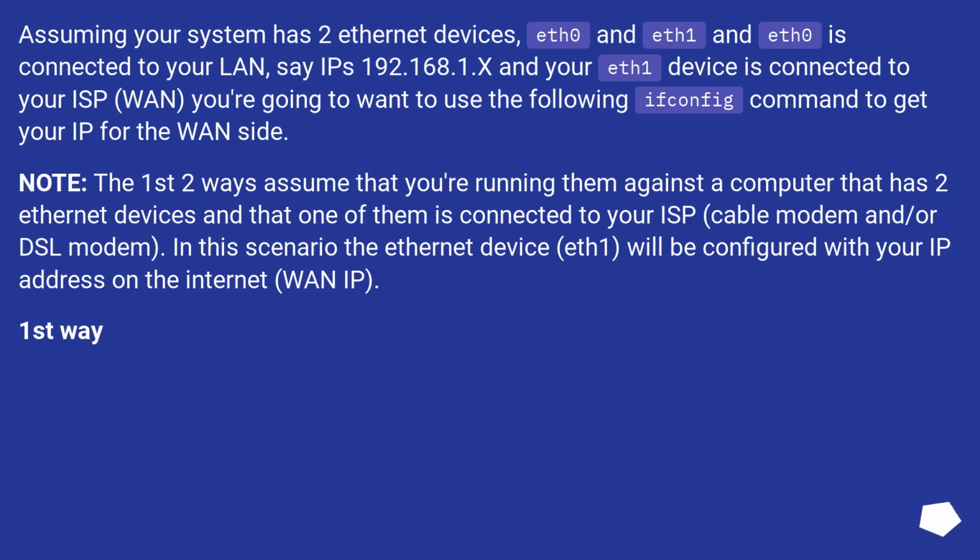Note, the first two ways assume that you're running them against a computer that has two Ethernet devices and that one of them is connected to your ISP, cable modem and/or DSL modem. In this scenario, the Ethernet device, eth1, will be configured with your IP address on the internet, WAN IP. First way.